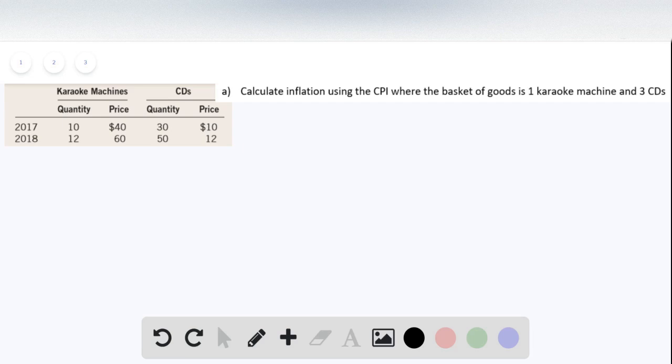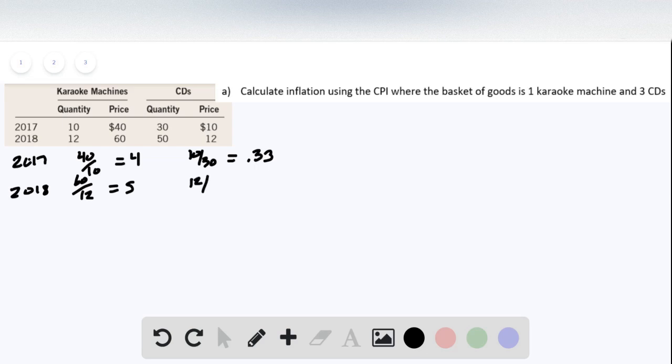So the first thing we have to do is calculate the per unit price. For 2017, the price is $40 for 10 karaoke machines. That equals $4. And it's $10 for 30 CDs, so it's 33 cents per CD. In 2018, it's $60 divided by 12 karaoke machines, which equals $5. And we have $12 over 50 CDs, which equals 24 cents.